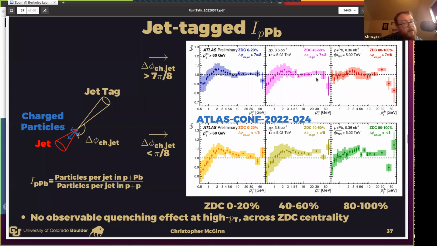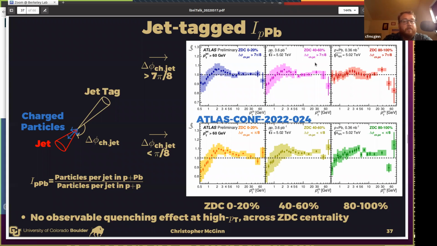The I_pPb is shown here. So that's the spectra shown in the previous slide, but just taking ratios with pp for the different pPb centrality classes. Going from left to right, we have ZDC selection centralmost 0 to 20%, intermediate 40 to 60%, and peripheralmost 80 to 100%. The top panel is the away side. So you should think I have my tag jet, what's over here, versus I have my tag jet on the bottom panel, the near side, what's in here.